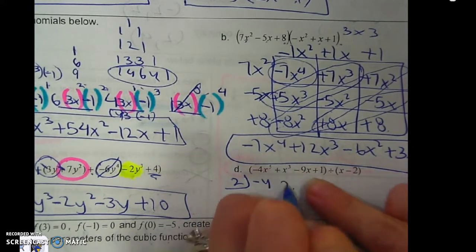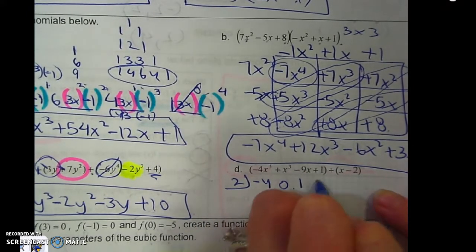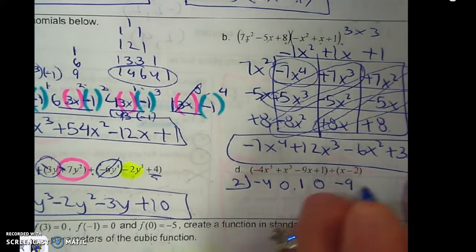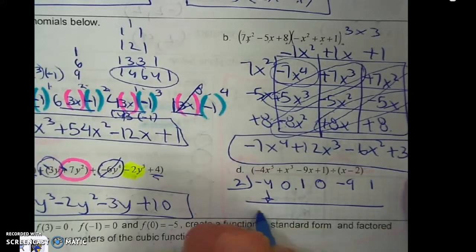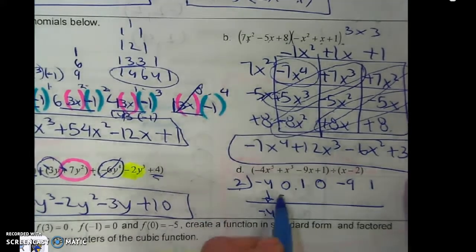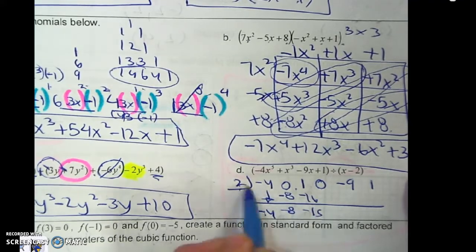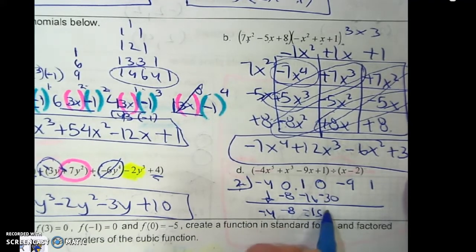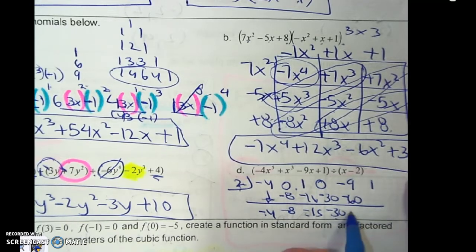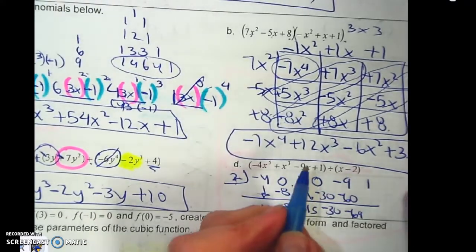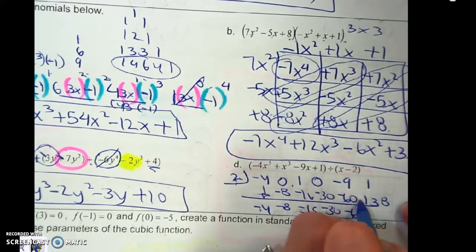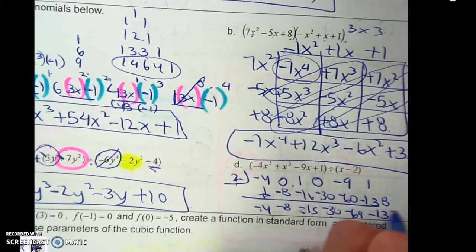Negative 4, there is no x to the fourth. This is x to the third. There is no x squared. This is an x, and this is a 1. Bring it down. This times this, plus this. This times this, plus this. This times this, plus this. This times this, plus this. This times this, plus this. Okay, so I don't really have much space.